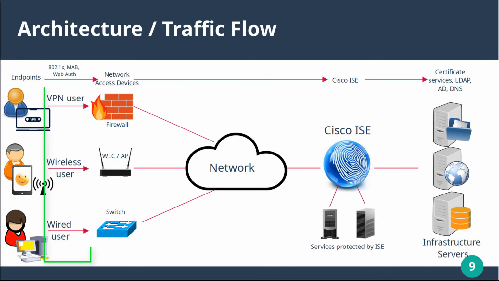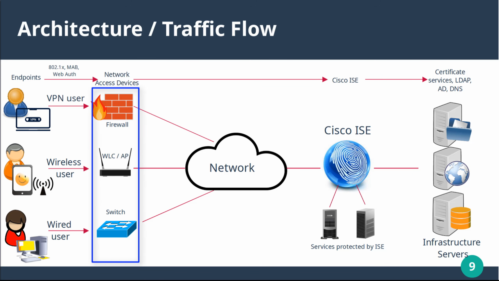These are users trying to connect to the network either wirelessly, via a LAN, or remotely via a VPN. And number two, we've got network access devices. These devices control access and enforce security policies. So we've got firewalls that control VPN or remote access.